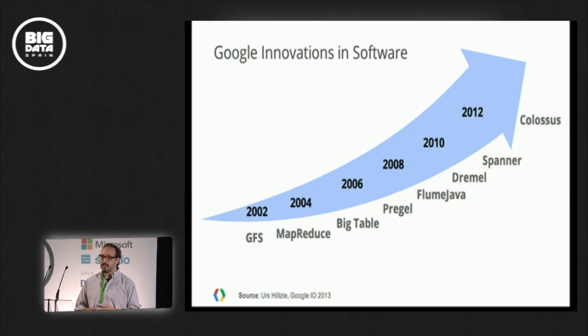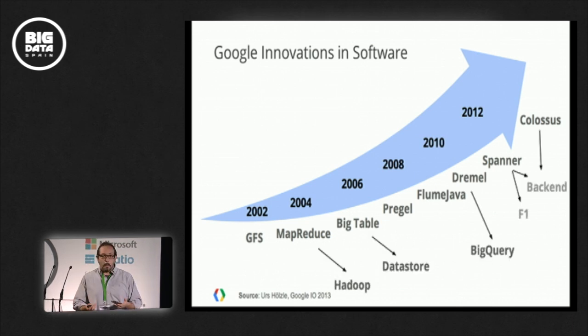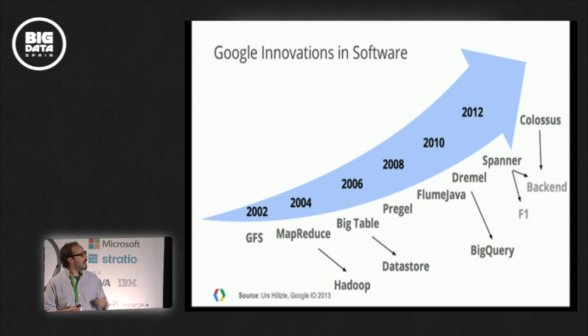Bigtable, how to store key NoSQL data. That's where it all started. Most of these things, we are packaging them now, so you can use them too. MapReduce, as I was saying, is what Hadoop is now. Bigtable, you can use it as Datastore. Dremel. Dremel is the basis of what I'm talking about today. Dremel now is packaged as BigQuery.